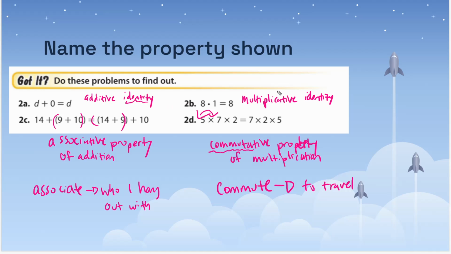Identity just means self, right? Me, myself. The self does not change. D is the same, 8 is the same.